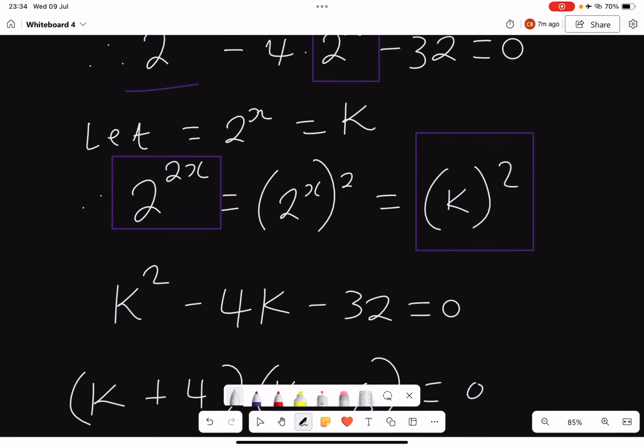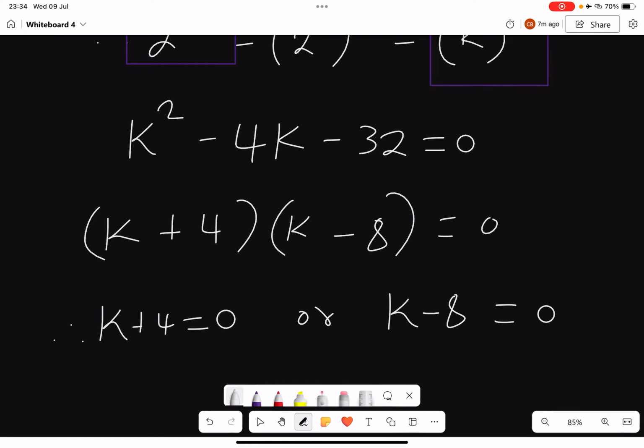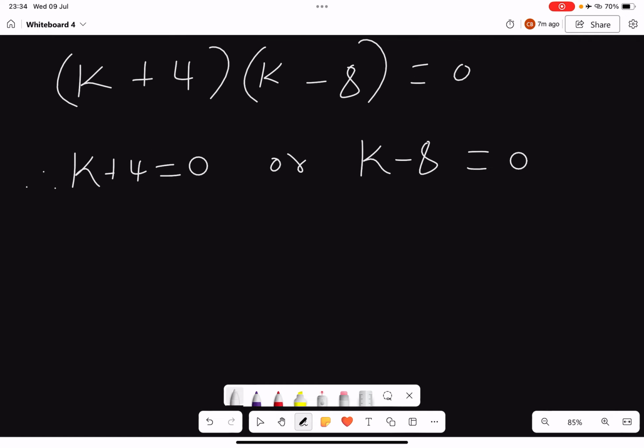But we need to know that k cannot be negative, because 2 to the power x will always be bigger than 0. So we are going to say k is not equal to minus 4. Why? Because 2 to the power x will always be bigger than 0, no matter what value of x we put in there. Remember, k is basically 2 to the x.